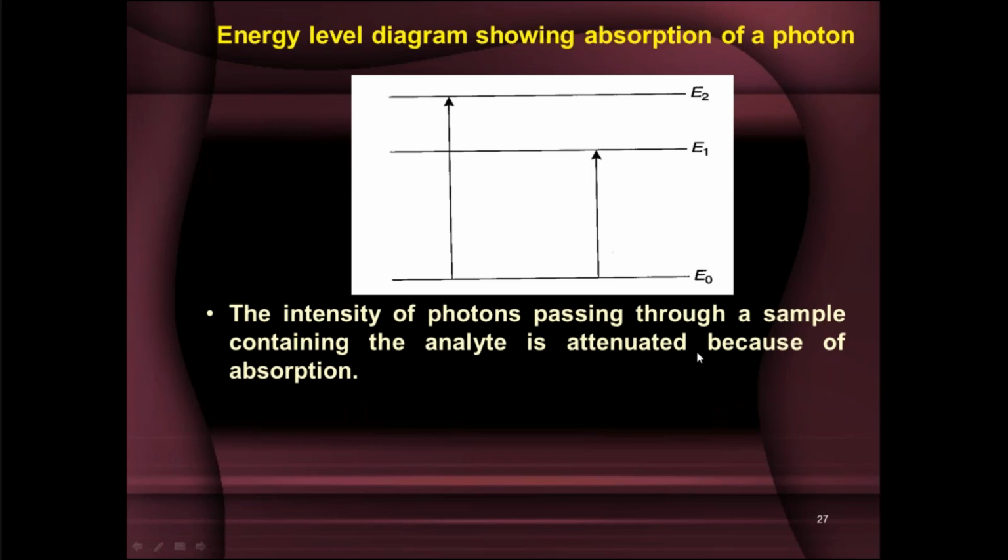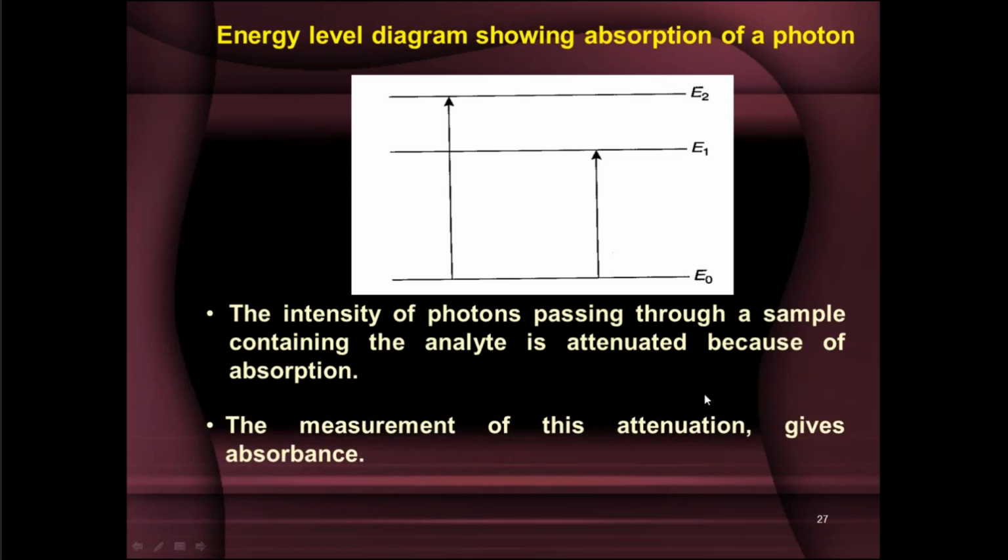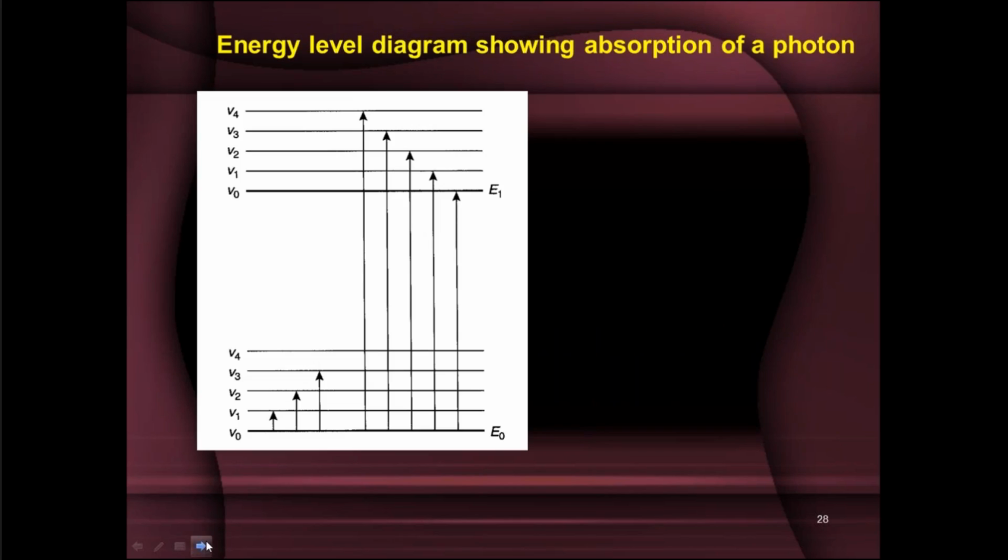And that is why we say the intensity is now reduced. And this reduction or attenuation has happened because of absorption of photons by the analyte. The measurement of this attenuation gives absorbance. So absorbance is a measurement of the absorption of photons by the analyte.